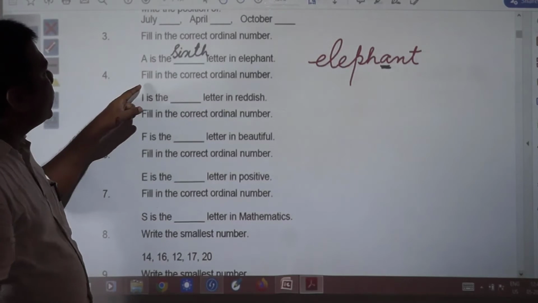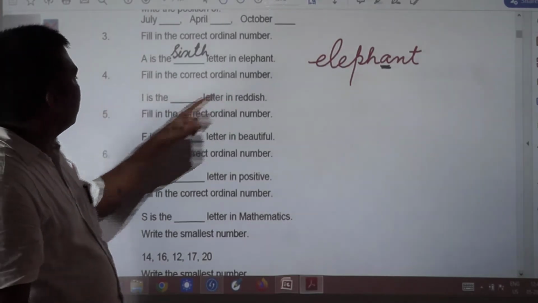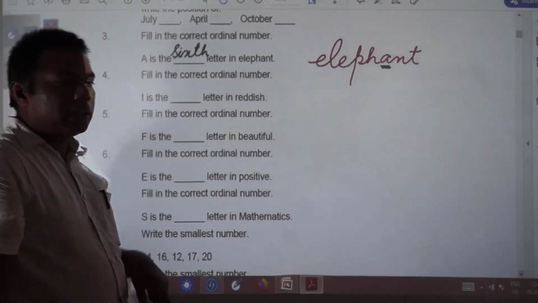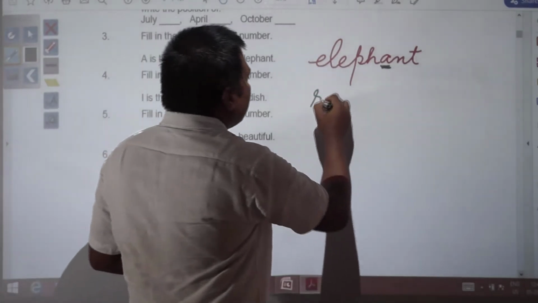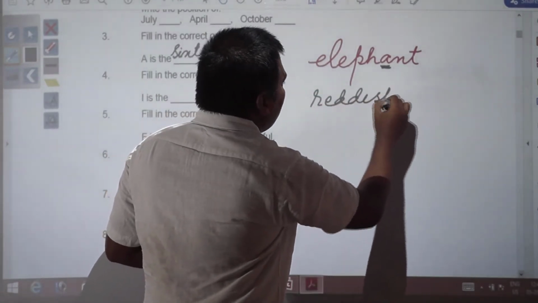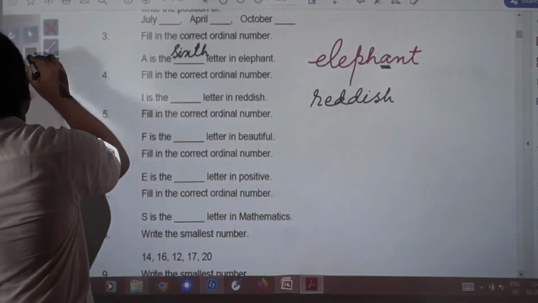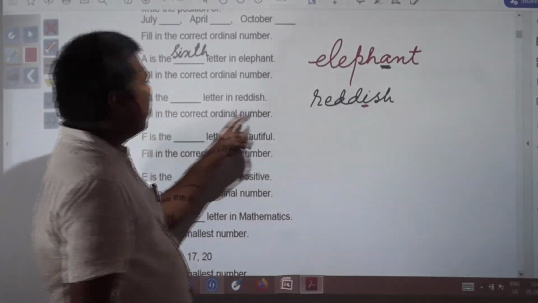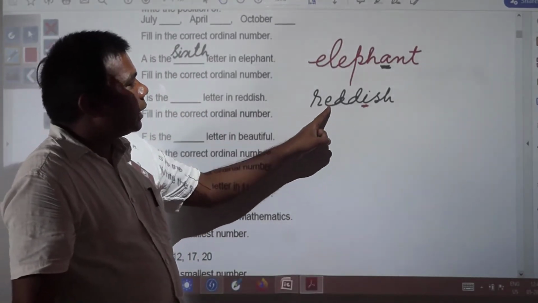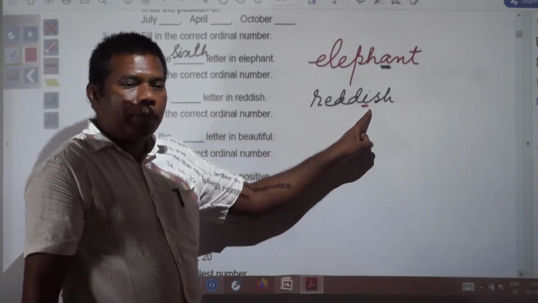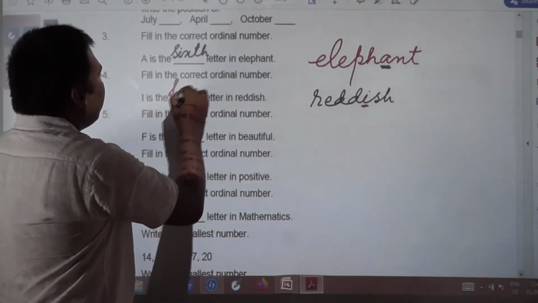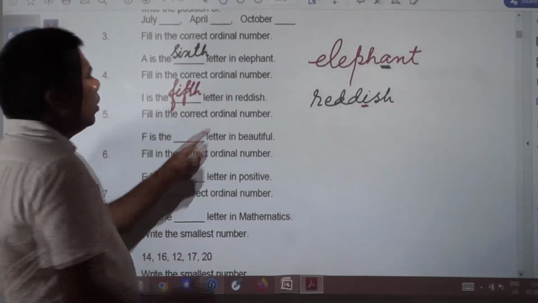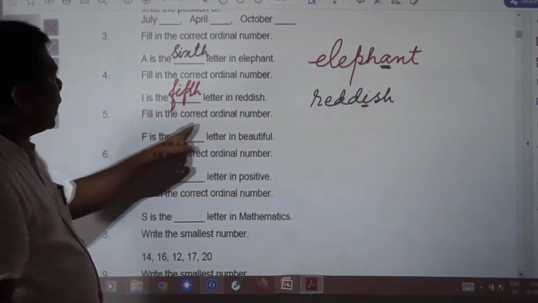Got it? Next you see, fill in the correct ordinal number. I is the which position in reddish? So again you see, reddish it is. So here you need to find out your I is in which place. This I. Got it? So you count first, second, third, fourth and fifth. So I is in fifth. I is the fifth letter in reddish.